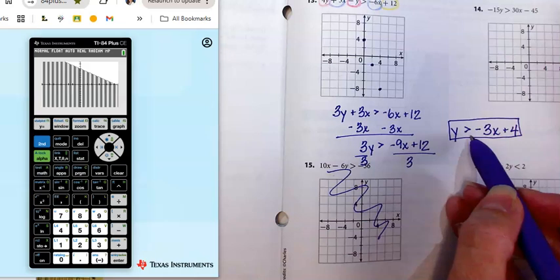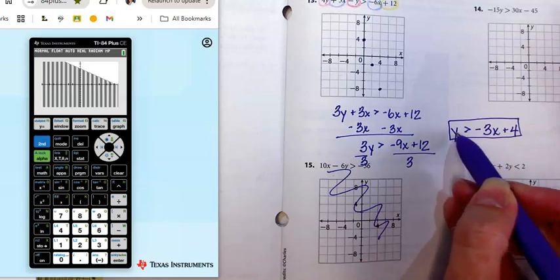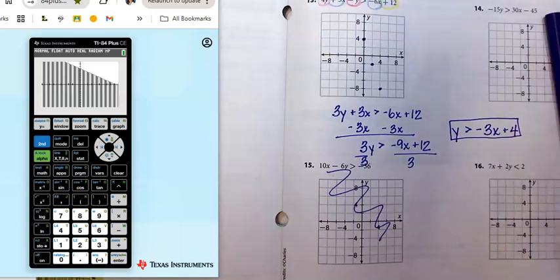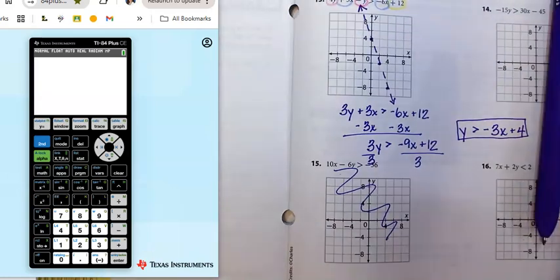When I draw my line, I better not mess up this time because it's on the actual textbook page. I'm going to leave it a dashed line because it doesn't say y is greater than or equal to. It just says y is greater than. Okay, so there's my line.